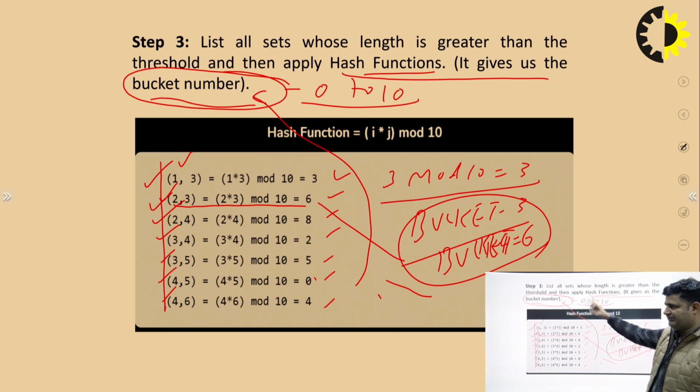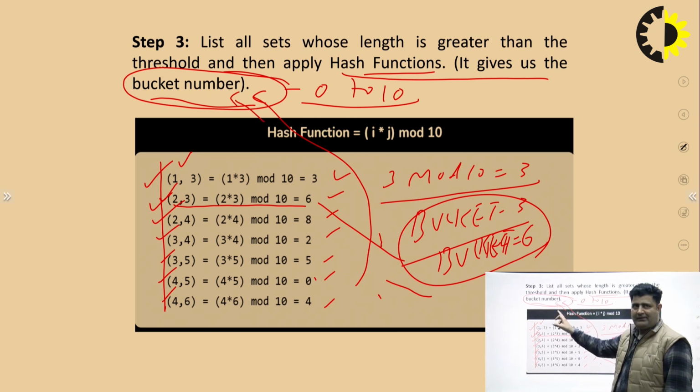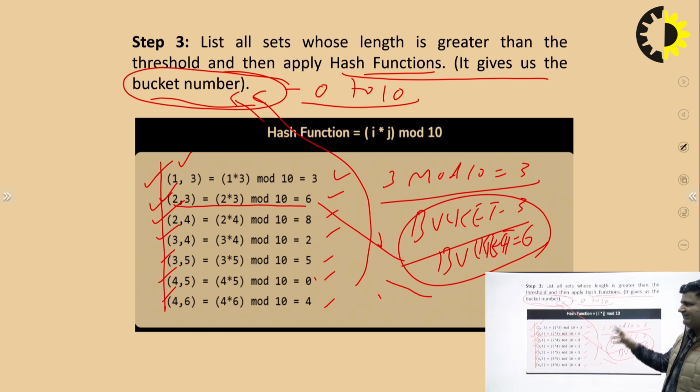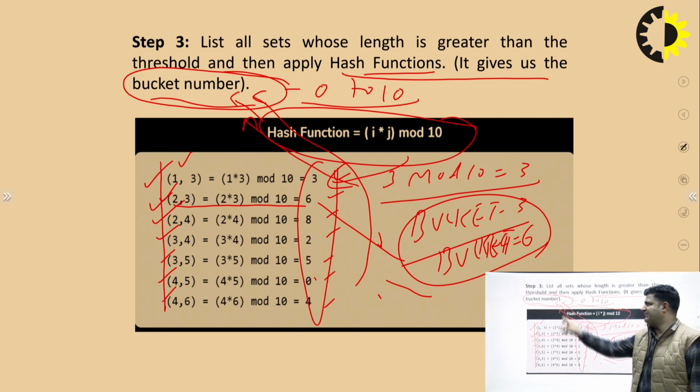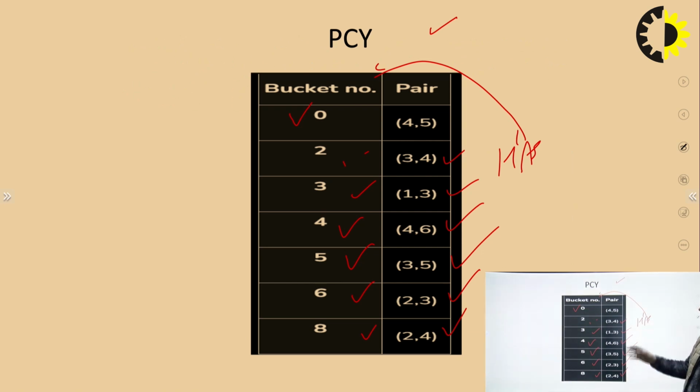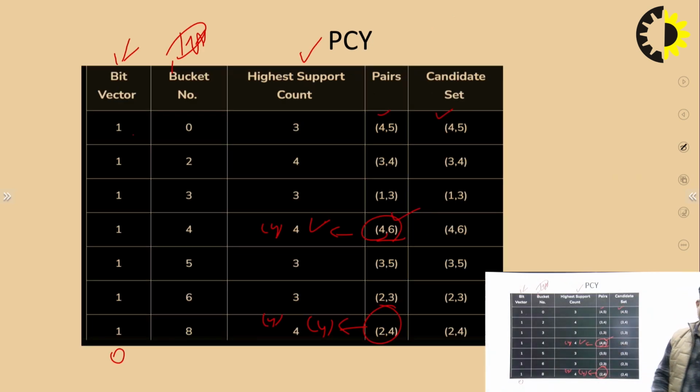With the help of this we try to find the bucket number. We apply the hash function, and the values are already mentioned. With the help of this we find the number value, and this indicates the bucket number, and with the help of this number we find out where the item set has to be placed. And this is the complete information of the bucket numbers, with size 0 to 10. Then we have the final PCY description.